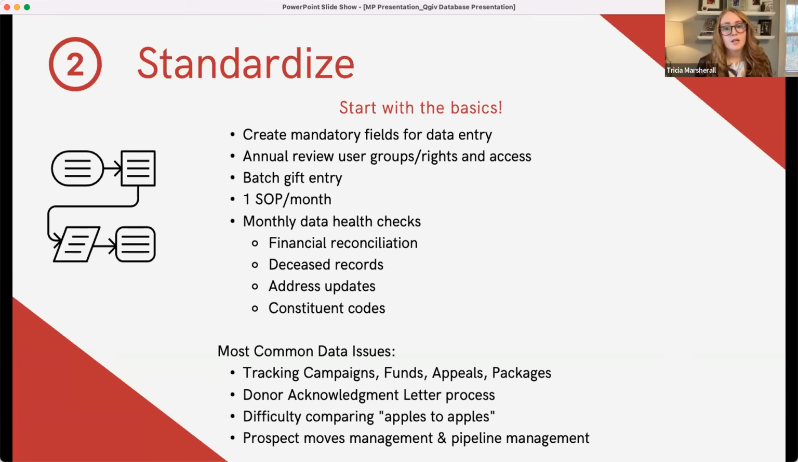Health checks around your financial reconciliation or deceased records, to make sure that any records that have been marked deceased in the past month have closed out any fields, unchecked the mail flag to the addresses. Any address updates, constituent codes, just making sure that these key fields that you said are mandatory are reviewed by somebody in those monthly health checks for you. And then I say usually just try to write one standard operating procedure a month. And I usually recommend doing it as you're doing some sort of process.